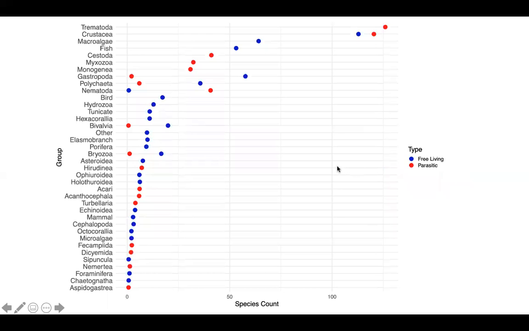Can break down that species richness by type of organism. So this figure on the y-axis shows the group of organism, and this is not a formal taxonomic distinction, but it refers to kind of the way people tend to think about these different organisms. And then along the x here is the species count. So the trematodes, which are the flukes that I mentioned, had more species than any other group. And the second most speciose groups were the crustaceans, and there were actually more parasitic crustaceans than free-living crustaceans.